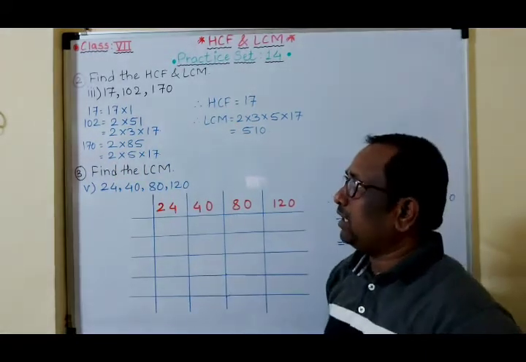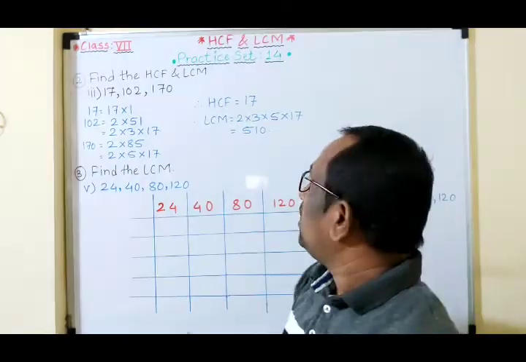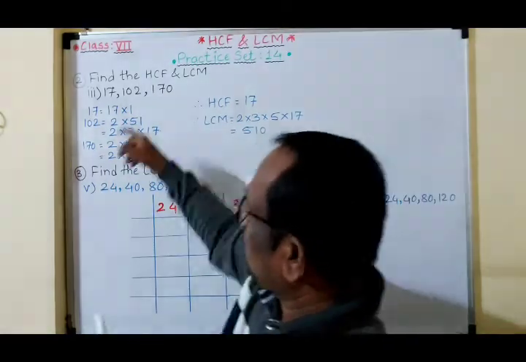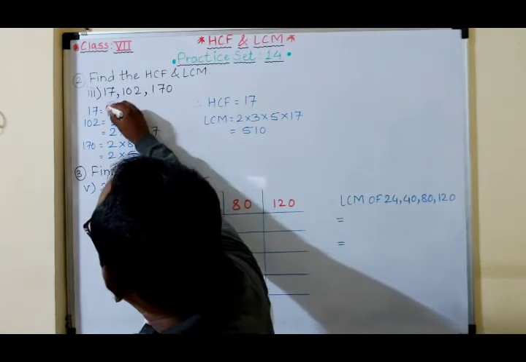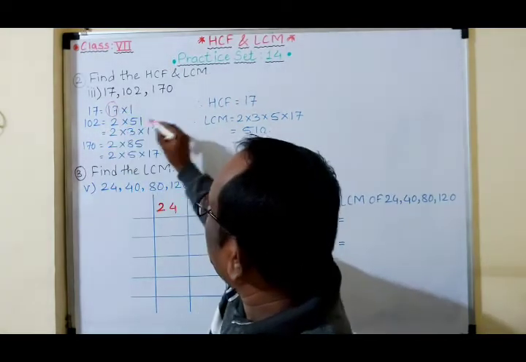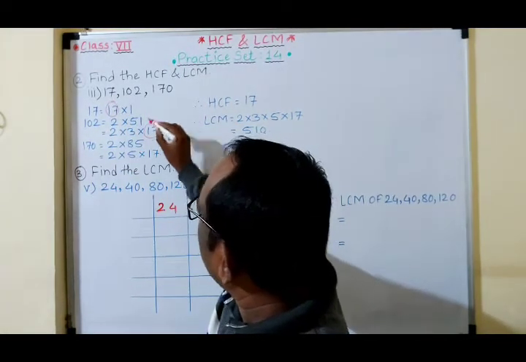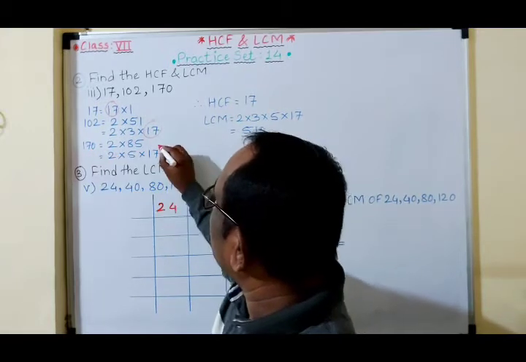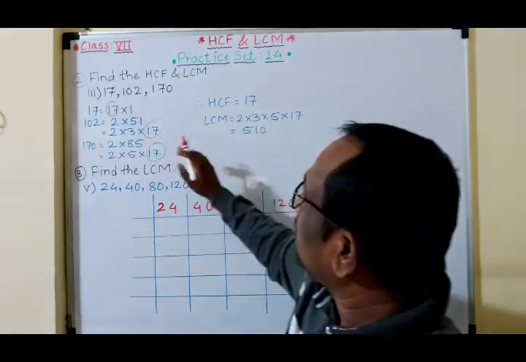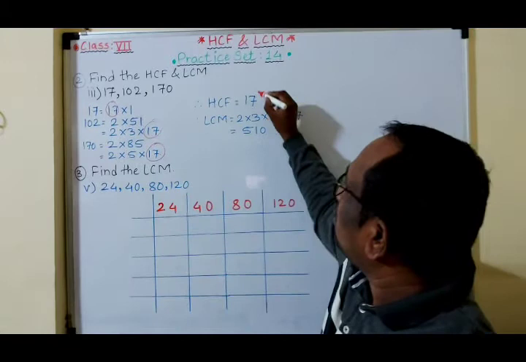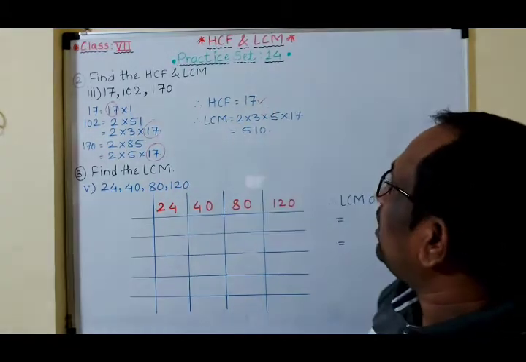Now we have to find the HCF, highest common factor. In 17 we have 17, in 102 also we got 17, and in 170 also 17. So 17 is the highest common factor. Okay, so we got the HCF now.